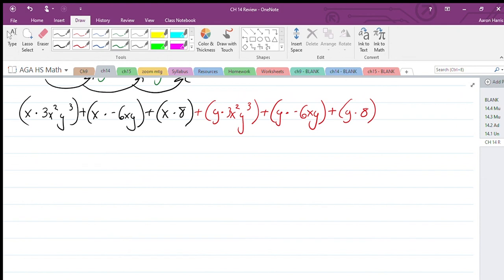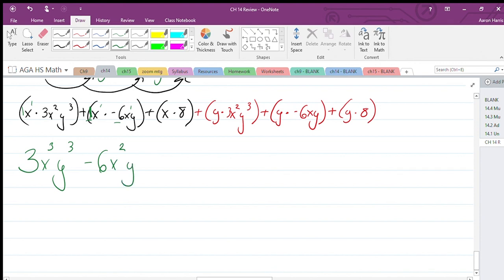So I get what? X times that, it's 1 right here. So 1 times 3 is what? 3. X times x squared, there's a 1 there. So 1 plus 2 is what? 3. Then bring the y along. So y cubed. Here I got a 1. 1 times negative 6 is negative 6. Here's an x, here's an x with powers of 1. So I get x squared. Then bring the y along. Plus, here's a 1, here's an 8. So I get plus 8 times x.